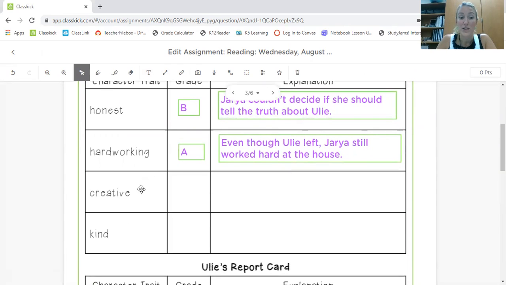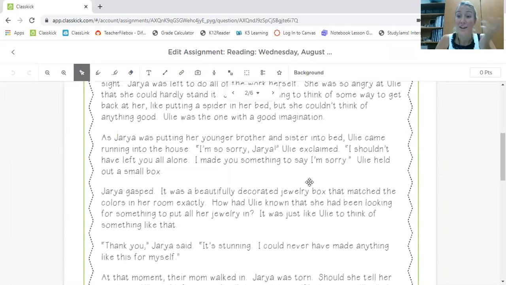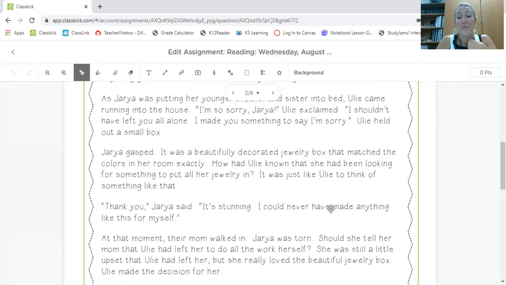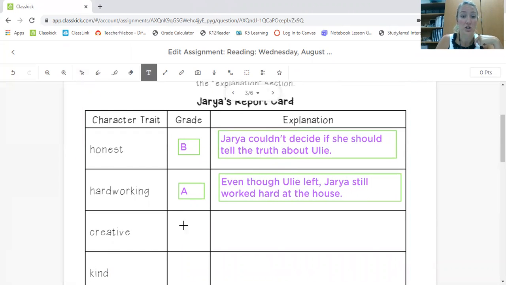All right, the last one is creative. Now there was an example here and Jarya talked about her being creative. Do you remember where that was? When she got the jewelry box. She told Yuli that, let's see, I could never have made anything like this for myself. So she thinks that Yuli is very creative, but she doesn't really think that she is very creative. So that would not be a strong character trait for Jarya.